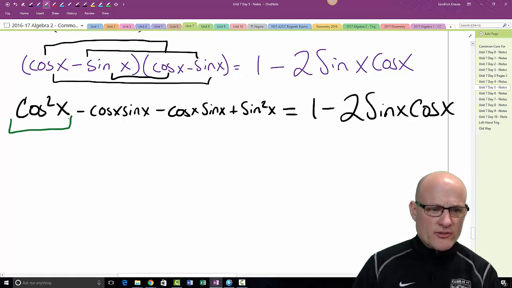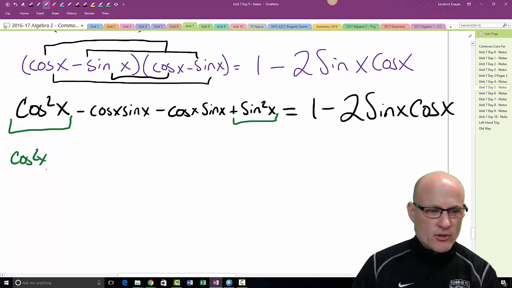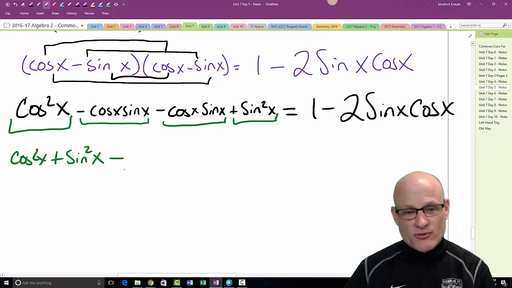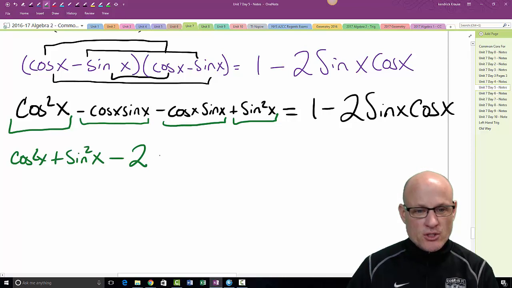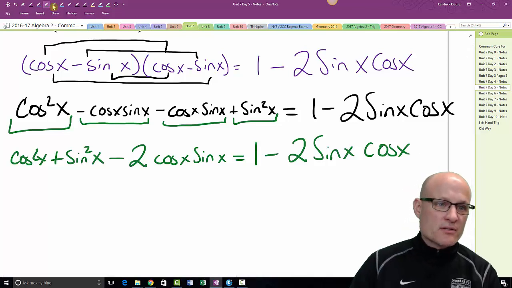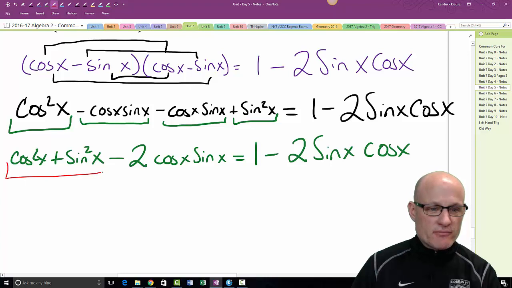Well, this is cosine squared x. And this is plus sine squared x. I'm going to put those two together. You'll see why in a minute. And then minus, these are actually the same terms. Minus cosine x sine x minus cosine x sine x is really minus 2 cosine x sine x. Does that equal 1 minus 2 sine x cosine x? We'll see. We're at our final step. What is this? Oh, that's just 1 minus.